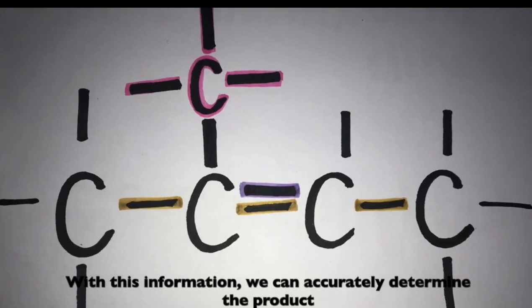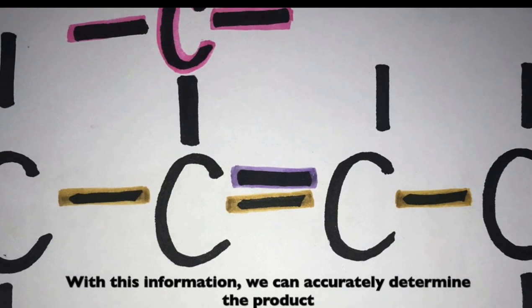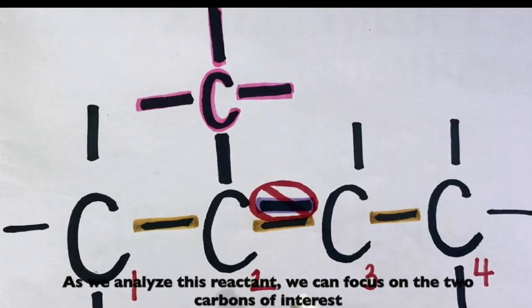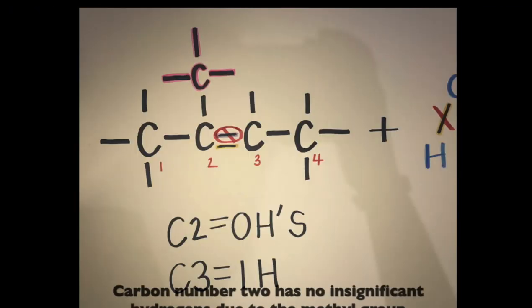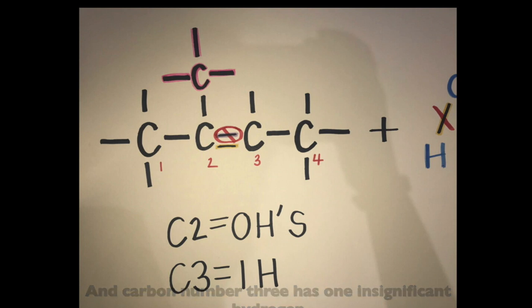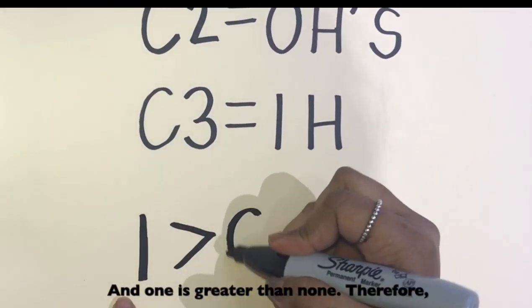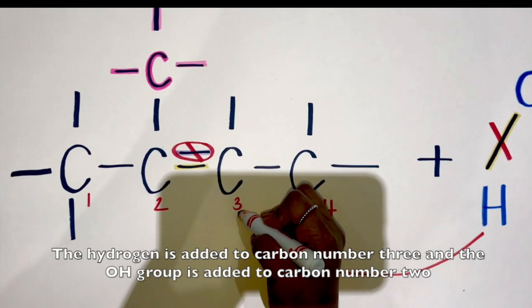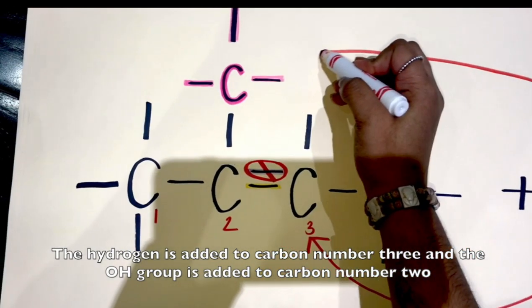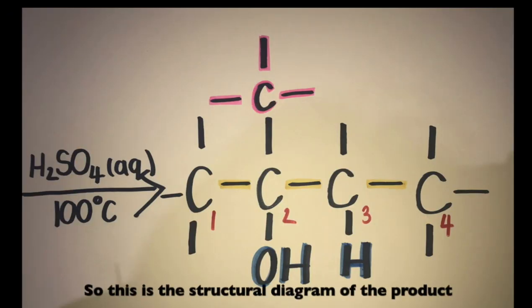With this information, we can accurately determine the product. As we analyze this reactant, we can focus on the 2 carbons of interest. Carbon number 2 has no insignificant hydrogens due to the methyl group, and carbon number 3 has 1 insignificant hydrogen, and 1 is greater than none. So therefore, the hydrogen is added to carbon number 3 and the OH group is added to carbon number 2. So this is the structural diagram of the product.